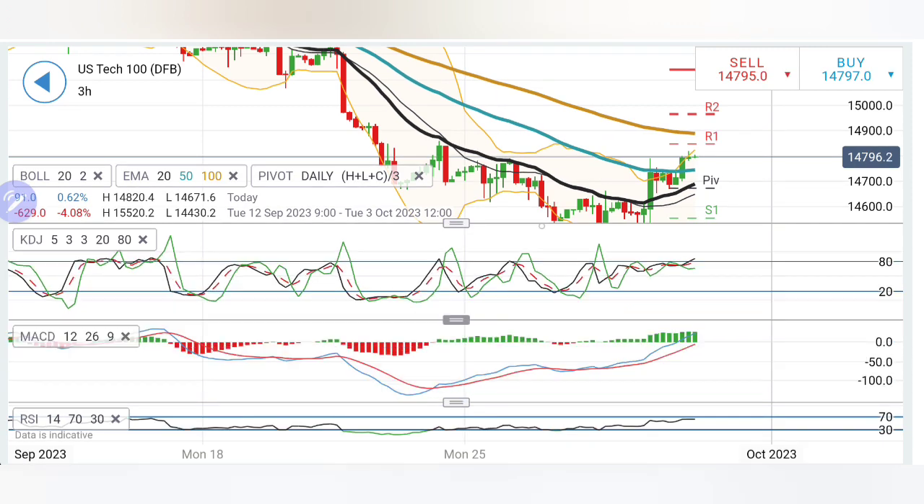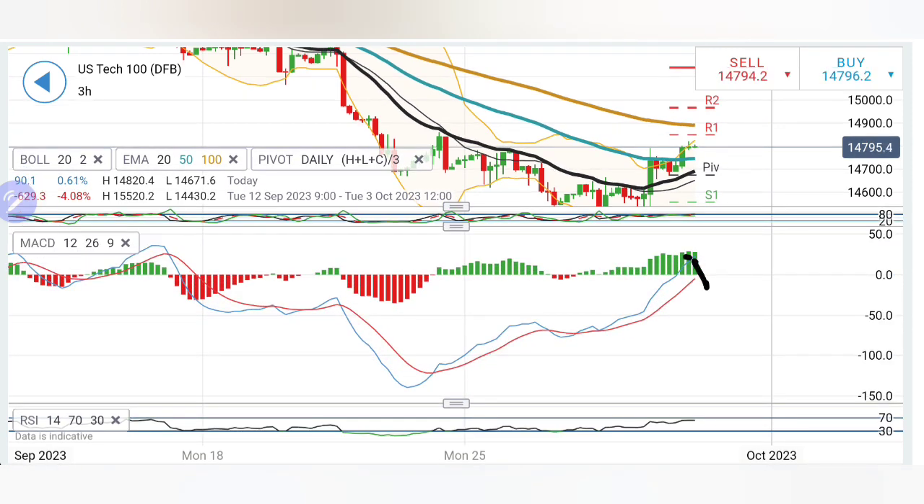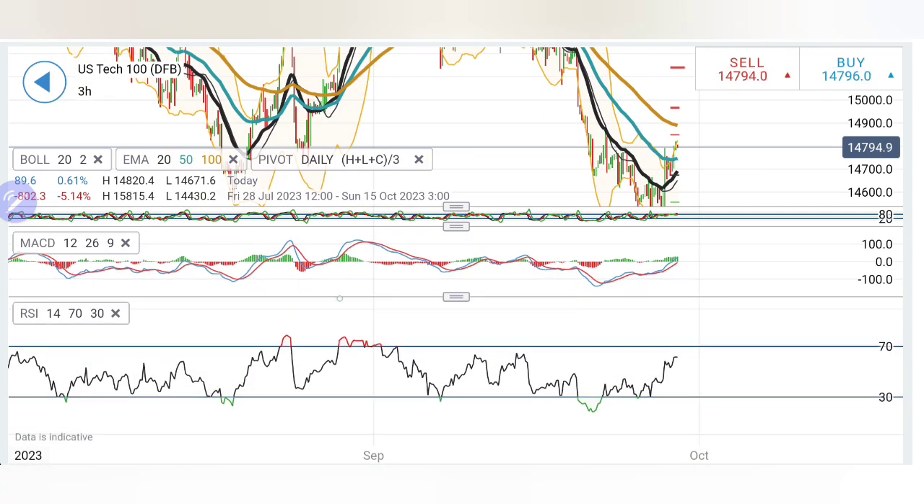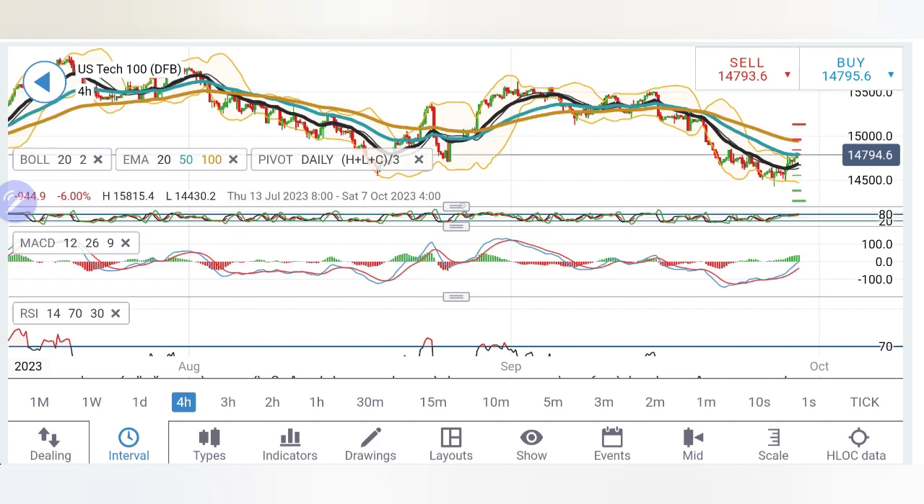Remember, stochastic is back to overbought. MACD on the 3 hour charts is divergent. It is bullish. It is looking upwards. RSI is also comfortable here, but very near to the overbought zone.